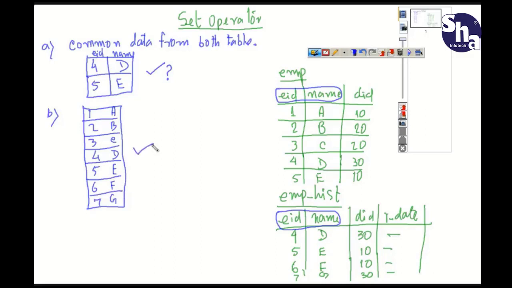How can this be done? That is with the help of one operator. The need is this. Is everyone clear? We want this set of data out of these two tables, EMP and EMP history. The result is this, what we are looking for. How to do that part?